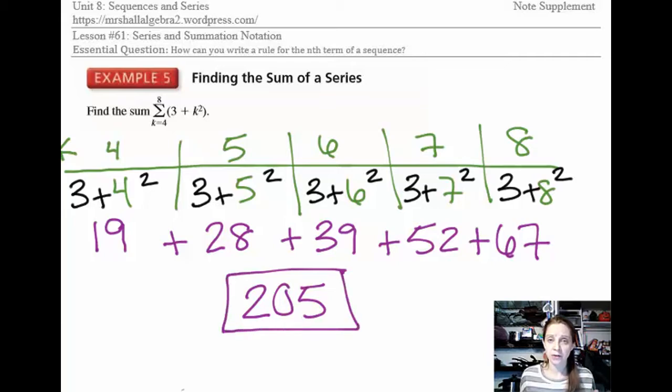Okay, let me just point out that you'll notice that we didn't start adding from the first term. That's why the lower limit is important, that we start at 4 and we go to 8, and those are the terms that we add together.